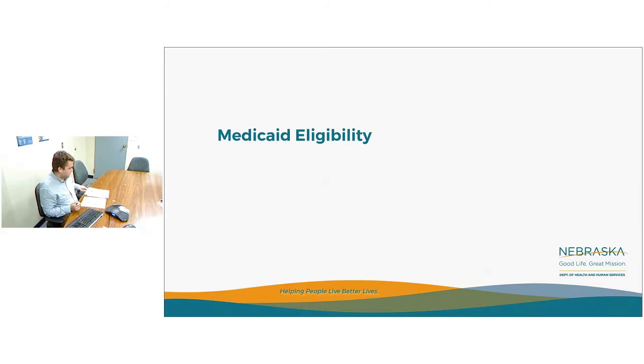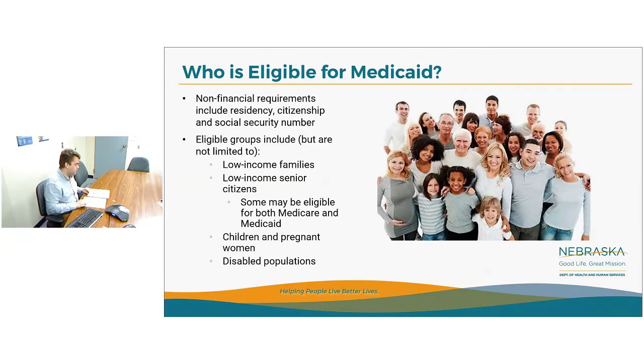Now we can turn to Medicaid eligibility, how we determine who gets to be on Medicaid. So there are both financial and non-financial requirements for being on Medicaid. Some of the non-financial ones that are most important are U.S. citizenship and residency. So to be able to get services from Nebraska Medicaid, you have to both be a U.S. citizen and be a resident of Nebraska. Being a U.S. resident usually entails a Social Security number and other documentation like that. Here's a quick snapshot of some eligible groups. These are not an exhaustive list, but low-income families, low-income senior citizens, children, pregnant women, disabled populations, most of which we covered on our last slide.